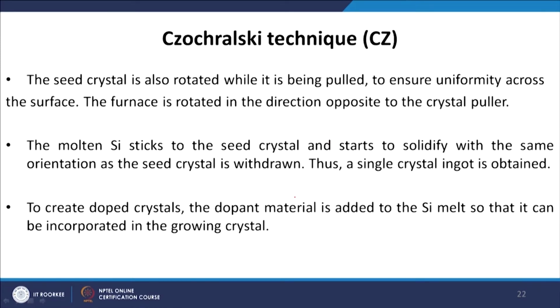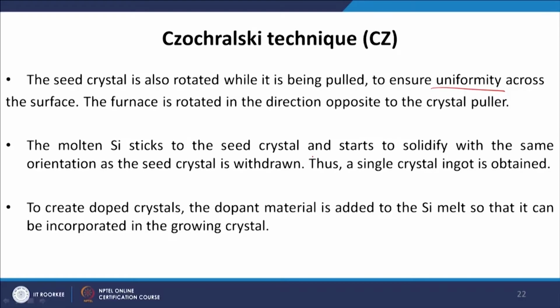In the Czochralski technique or CZ technique, the seed crystal is also rotated while it is being pulled. Why rotation? To get a uniform distribution, to ensure uniformity across the surface. The furnace is rotated in the direction opposite to the crystal puller. So, if the crystal puller is rotated to the right hand side, the furnace is rotated to the left hand side. The molten silicon sticks to the seed crystal and starts to solidify with the same orientation as the seed crystal is withdrawn. Thus, a single crystal ingot is obtained.